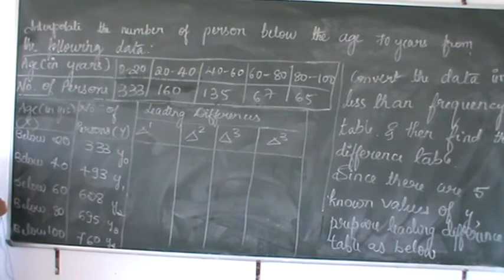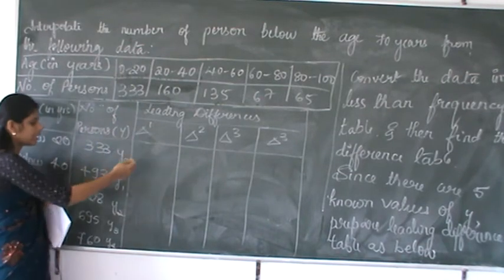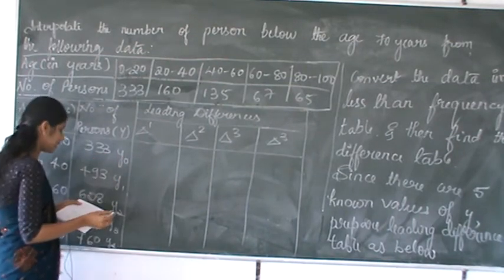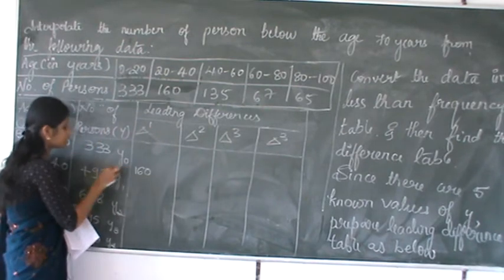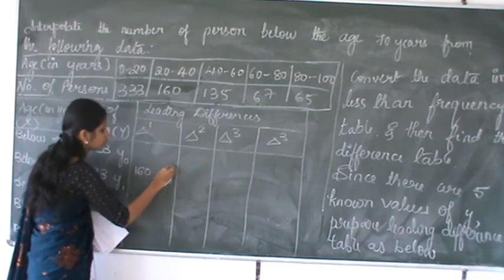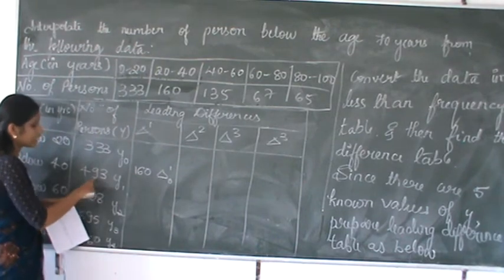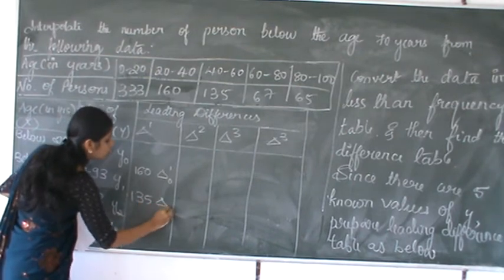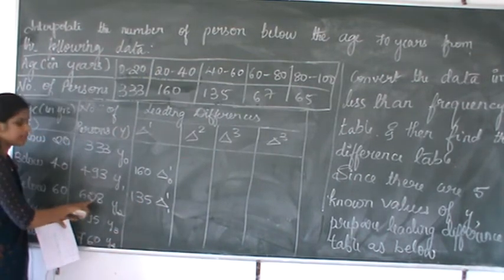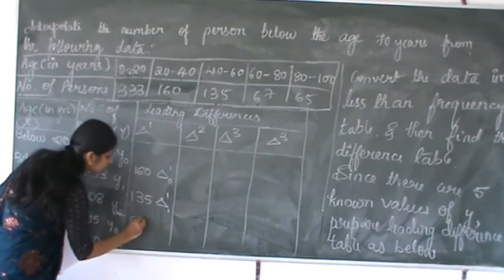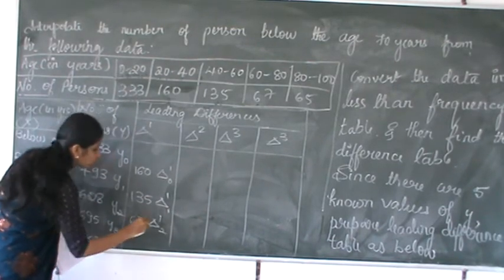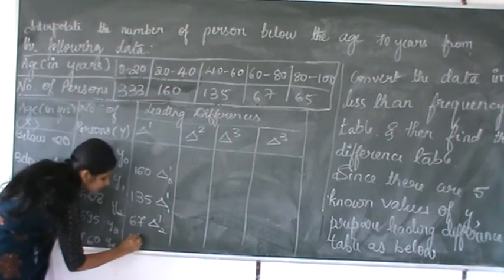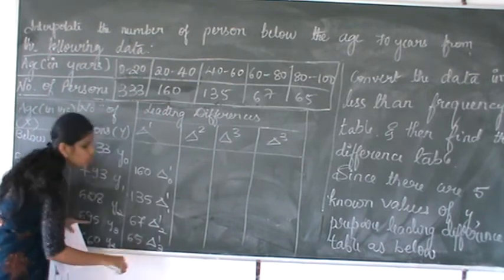Now easily we can find out the leading differences. First order leading difference, Y1 minus Y0, that is 493 minus 333. It comes to 160. In this middle space we write 160, delta 0 raised to 1. Next, 628 minus 493 is 135, delta 1 raised to 1. Next, 695 minus 628 is 67, delta 2 raised to 1. Next, 760 minus 695 is 65, delta 3 raised to 1.